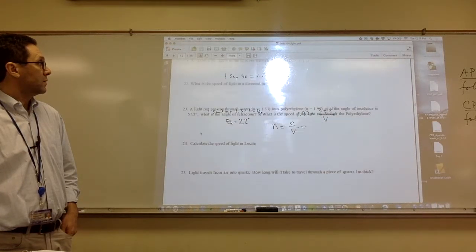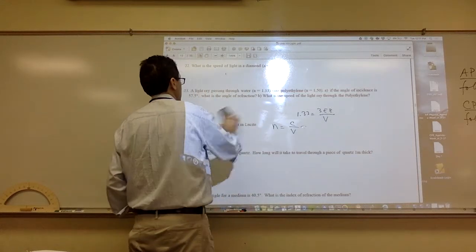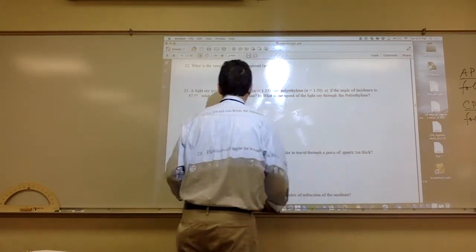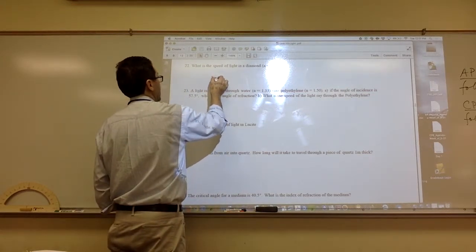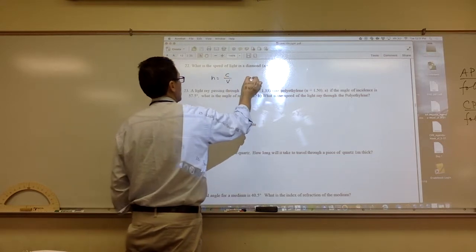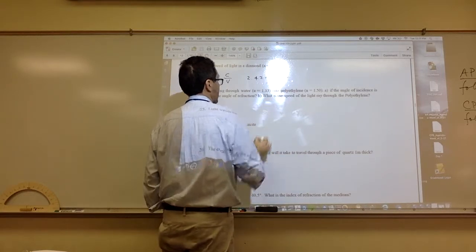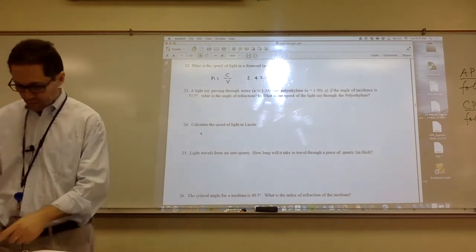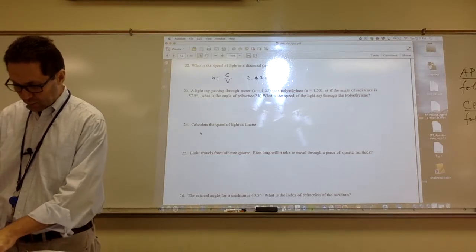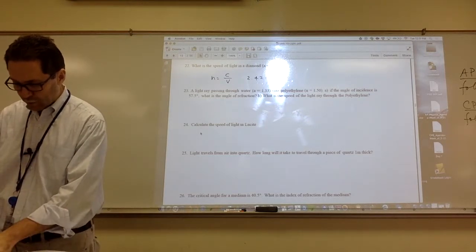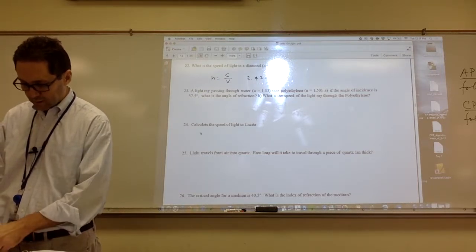Number 22. What's the speed of light in diamond? So n equals c over v. So 2.42 equals 3 times 10 to the 8 over v. And the v for diamond is, well, actually, the previous one, I'm sorry, it was 2.26 times 10 to the 8. This one is 1.24 times 10 to the 8.